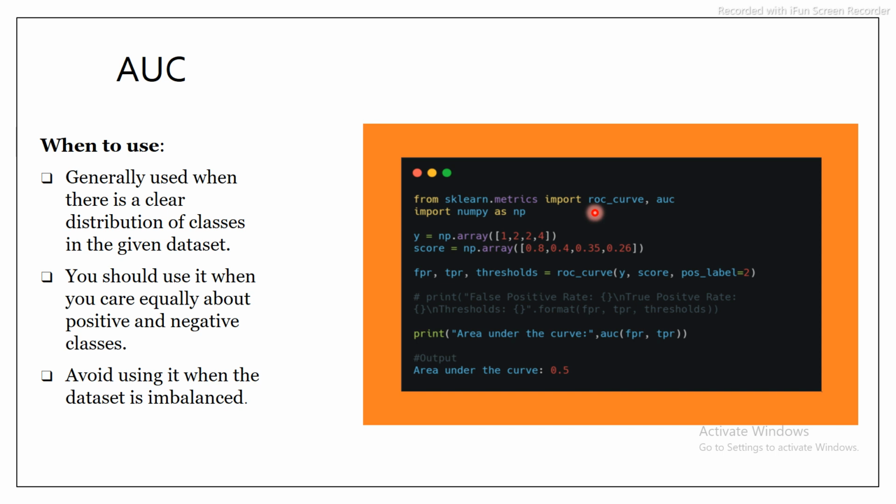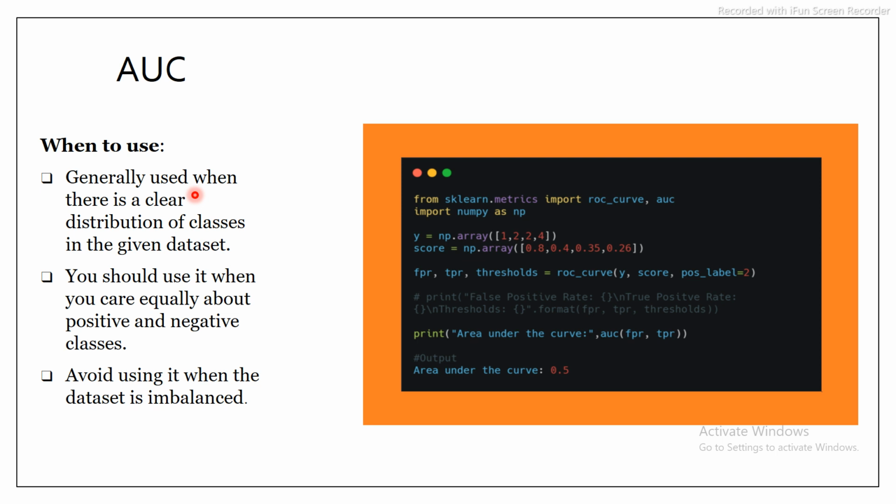So generally, you typically use this AUC when there is a clear distribution of classes in the given data set. If your data has a fair representation of the classes, let's say COVID positive or COVID negative, that is a fair representation. Out of 100, let's say a 60-40 ratio, or even 45 or 55, something like that. So that is obviously a clear distribution of the classes.